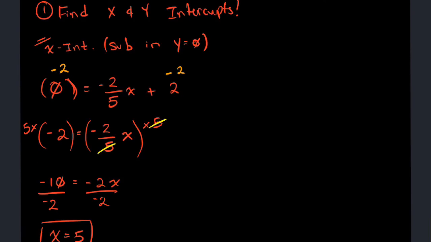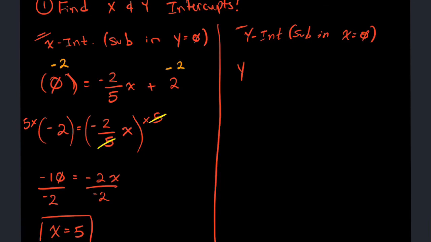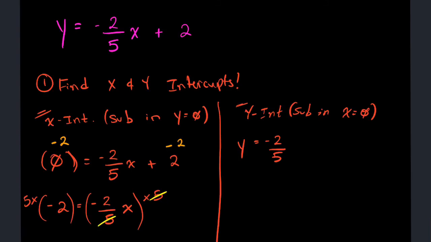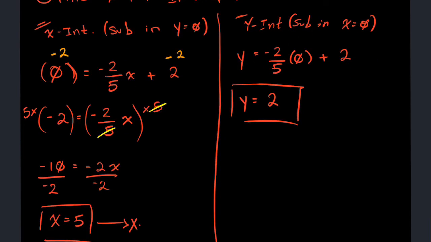Okay. Let's split this down the middle. Let's do y-intercept. Sub in x equals 0. So we have y equals -2 over 5 times 0 plus 2. Plugging in that 0 there. -2 over 5 times 0. Hey, that's just 0. It's kind of nice. Y equals 2. We're done with that one, eh? See how nice that is? So what this means is that our x-intercept is at 5, 0. And our y-intercept is at 0, 2.